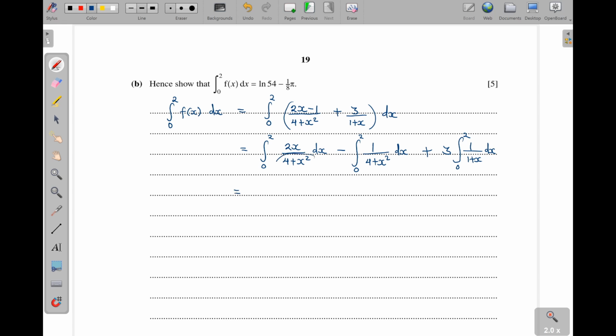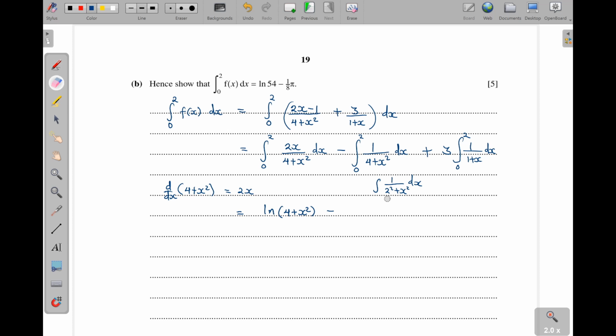Now, when we differentiate this denominator, we get 2x. So we get exactly what is here. That means this one here is going to be now the natural log. So we are going now to have the natural log of the denominator. Then here, this one here is the same as saying the integral of 1 over 2 squared plus x squared. You see that?